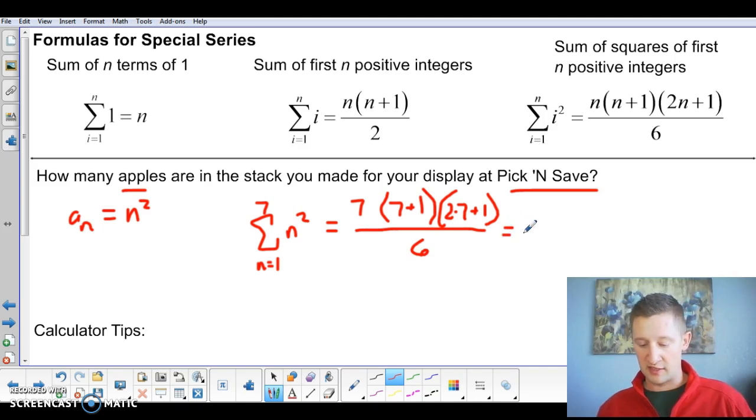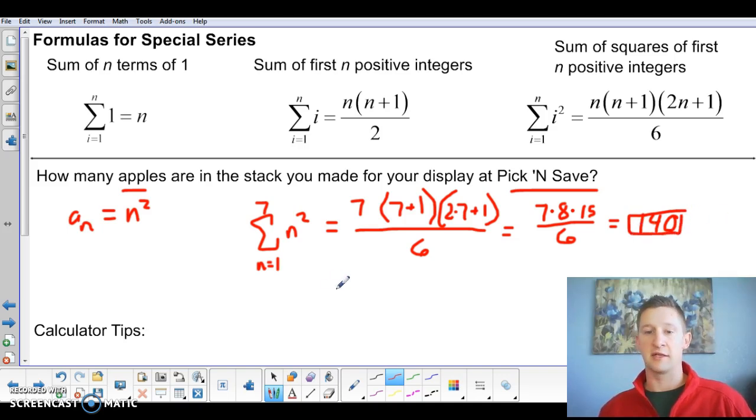So what that ends up being is 7 times 8 times 2 times 7 is 14 plus 1 is 15. So 7 times 8 times 15 all divided by 6. Well, you type that in your calculator or wherever it takes to do that math, you end up with 140 apples in your stack.